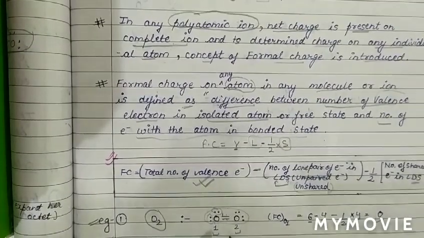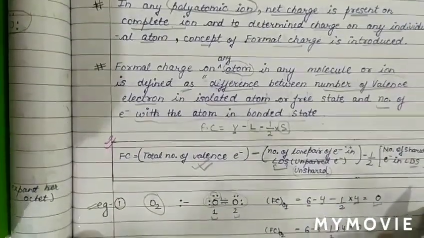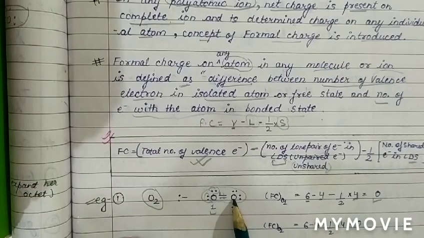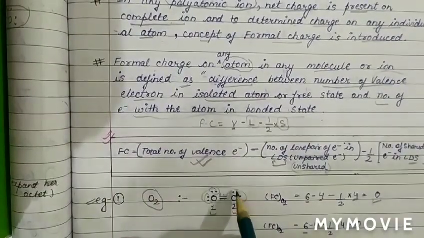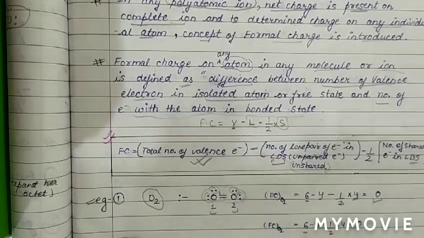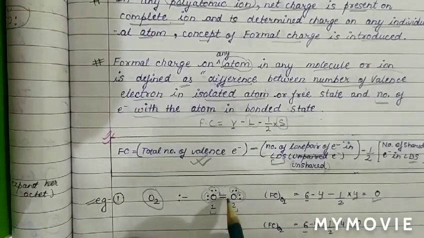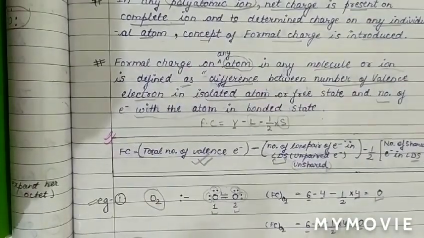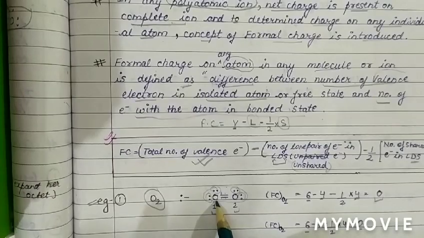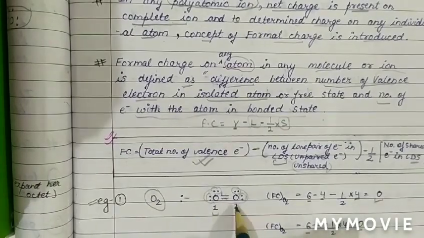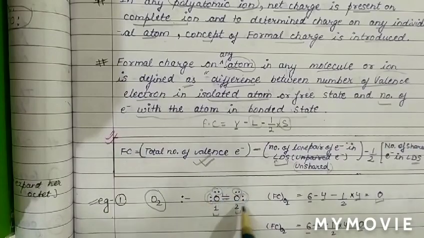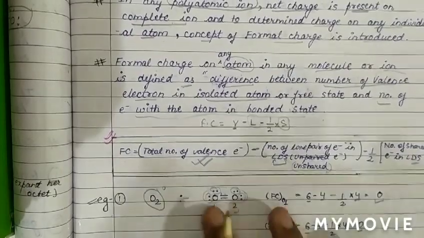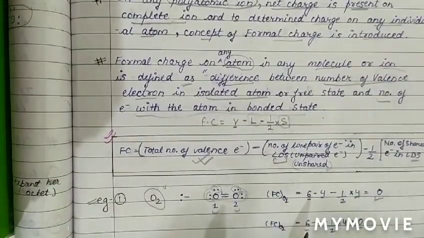Similarly we can find the formal charge on this oxygen atom. The number of valence electrons in the oxygen atom is 6, the number of unshared electrons on this oxygen is 1, 2, 3, 4, and minus half of the shared electrons for this oxygen, which is 1, 2, 3, 4. So the formal charge on the second oxygen atom is 0. So the formal charge on this oxygen atom is 0, and on this oxygen atom is also 0. So the net charge on the O2 molecule is also 0. So formal charge is also the total net charge present on all the atoms.